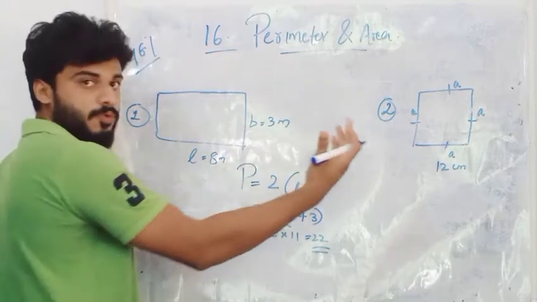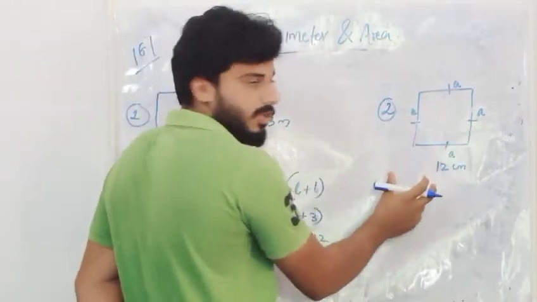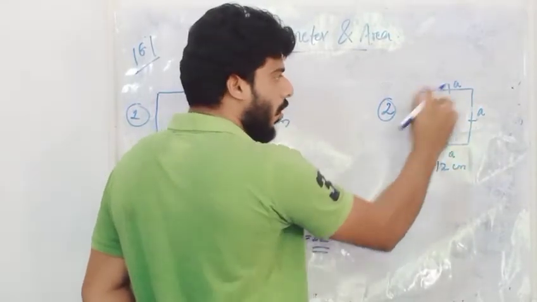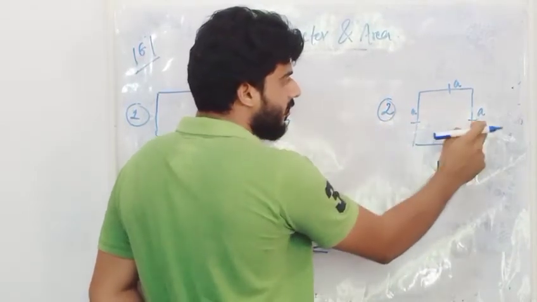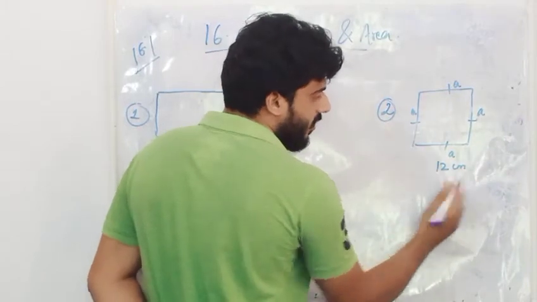Now, moving on to the second part of the same question, this is the square given. This symbol, this cut, means all the sides are equal. So this is a square, and these are all A, which means all equal, and one A in the question is given as 12.